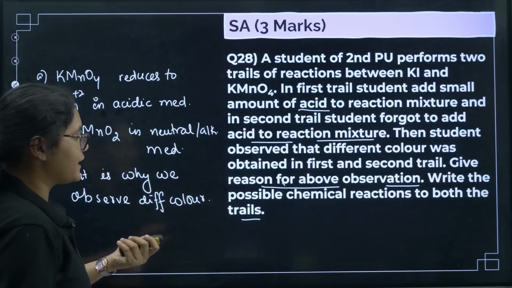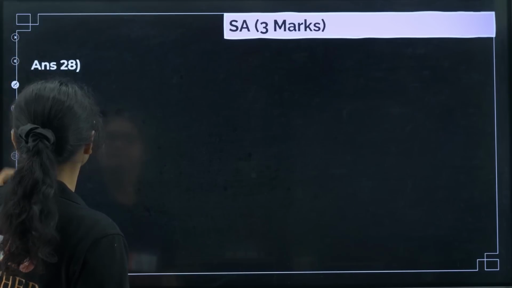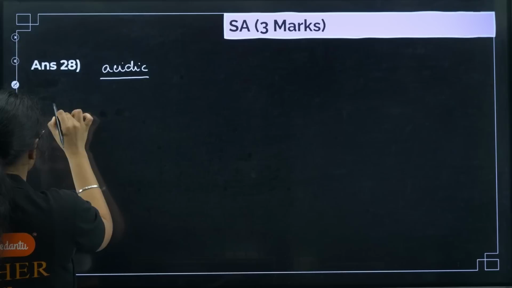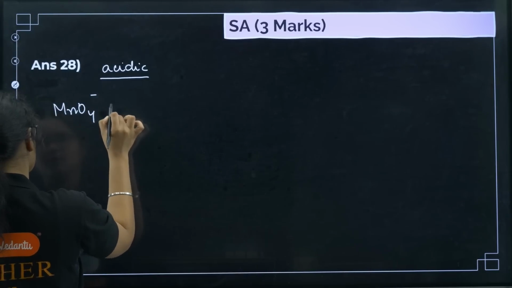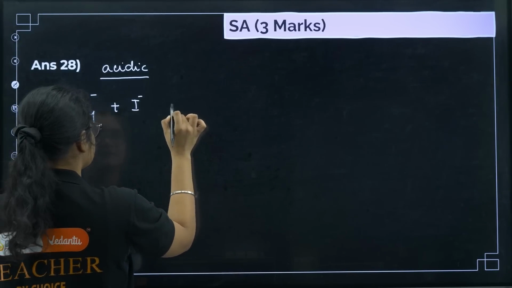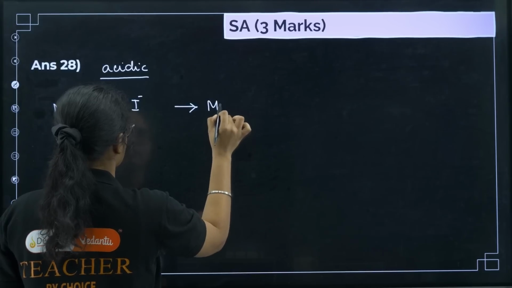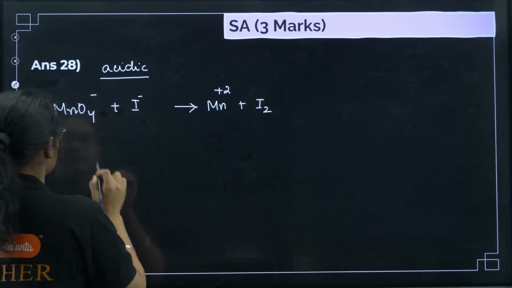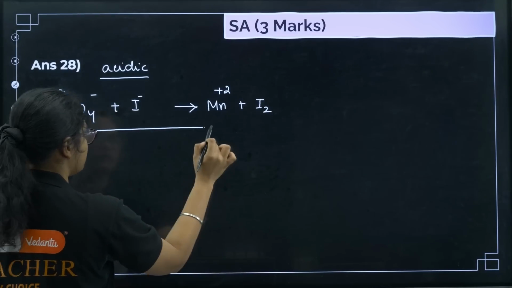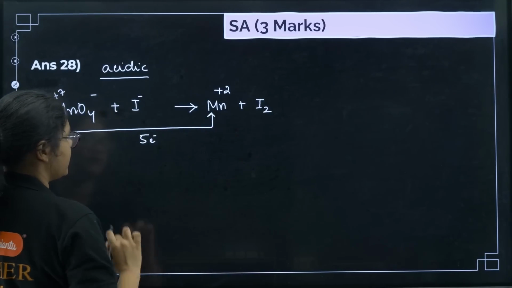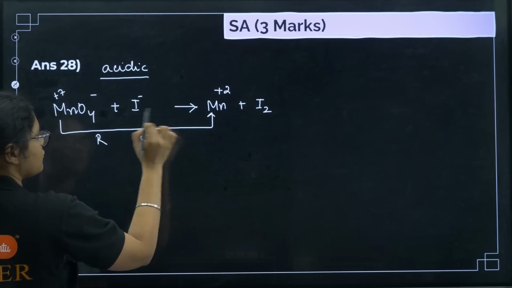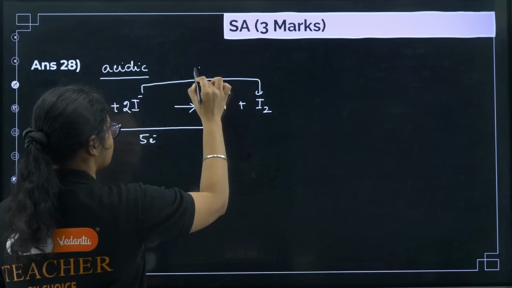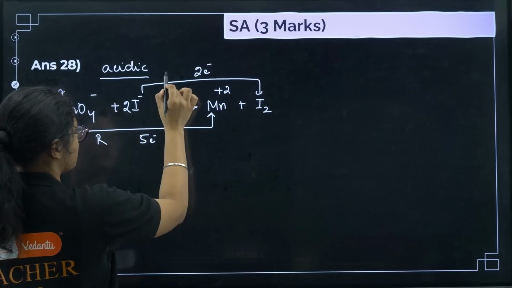Now you have to write the reactions for both the cases. First, for acidic medium, I have MnO4 minus plus I minus, that gets converted to Mn2+, and I minus gets converted to I2. Now here it is +7 to +2 state, so 5 electrons are there. This is reduction. Now to balance, I will make 2 I minus and I2. How many electrons are used here? If you see, 2 electrons are used. And this is oxidation.